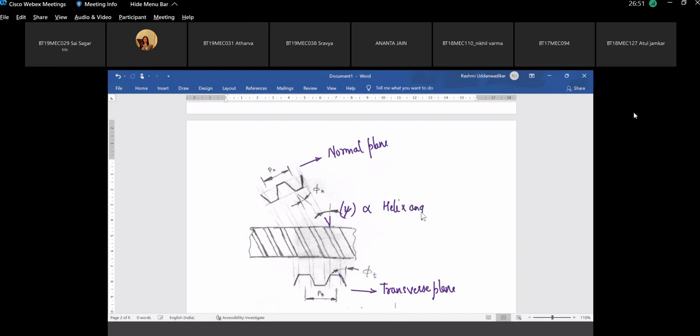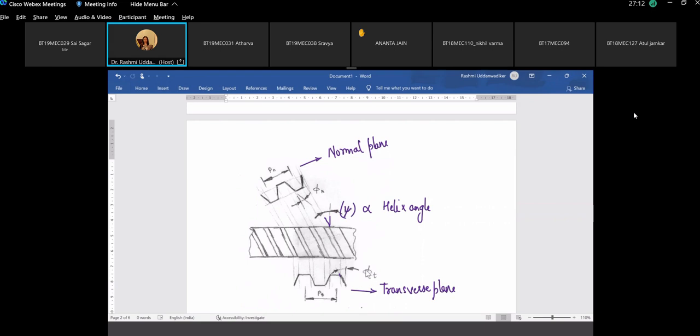Saurabh? This angle is helix angle. Alpha, okay. Alpha is easier. Alpha we have been using since childhood, it seems he is more close to us than psi, right?